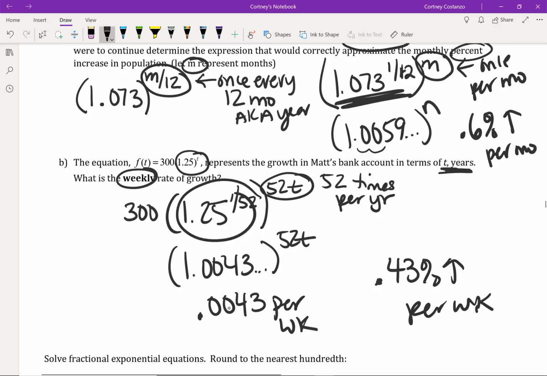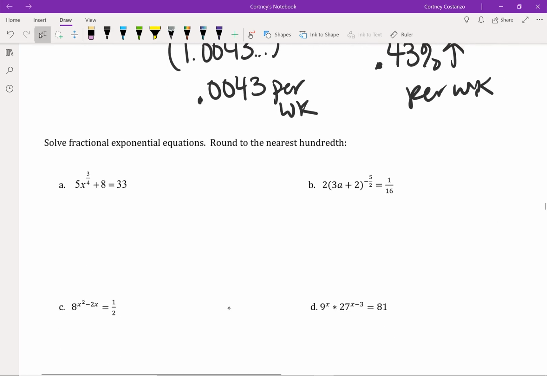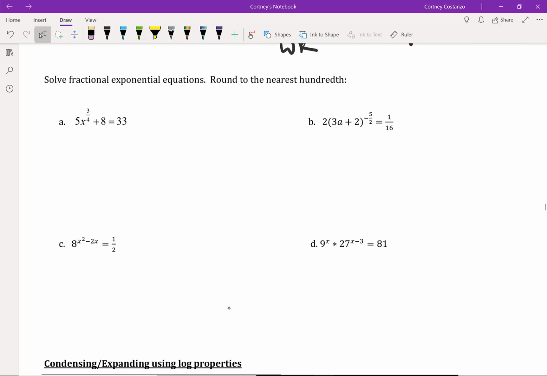Okay, the next little part here is solving fractional equations rounding to the nearest hundredth. However, I will say the first two examples, A and B, we have already done that because those actually aren't exponential equations. Those are power equations. Notice the variable is the base. We've already covered that in a different unit, so I'm going to move on to letter C and D.